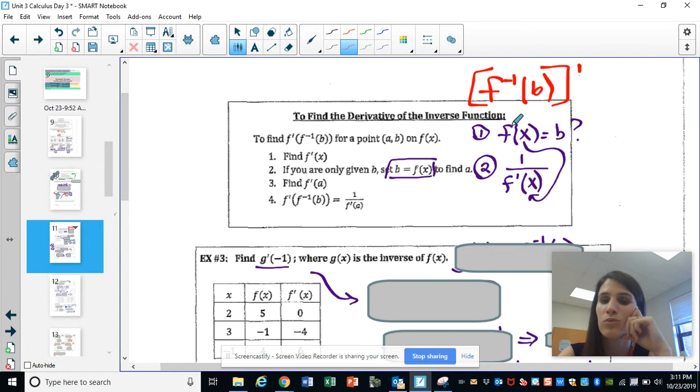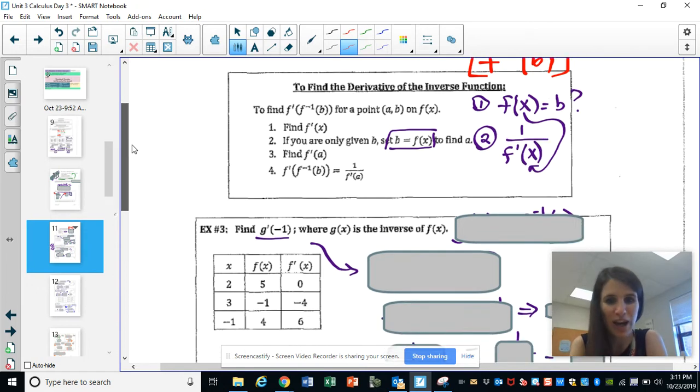One is set f of x equal to this number here, your original function set equal to b, and we're solving for x. Then whatever that x is, you plug into 1 over the derivative of that. Okay, simple. Don't make it too hard on yourself.